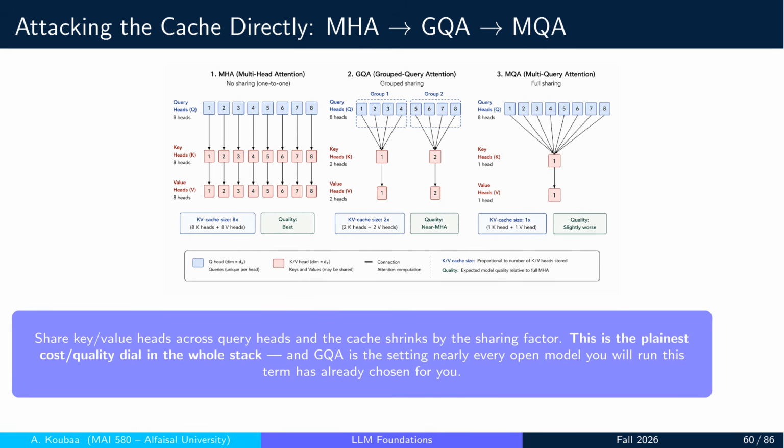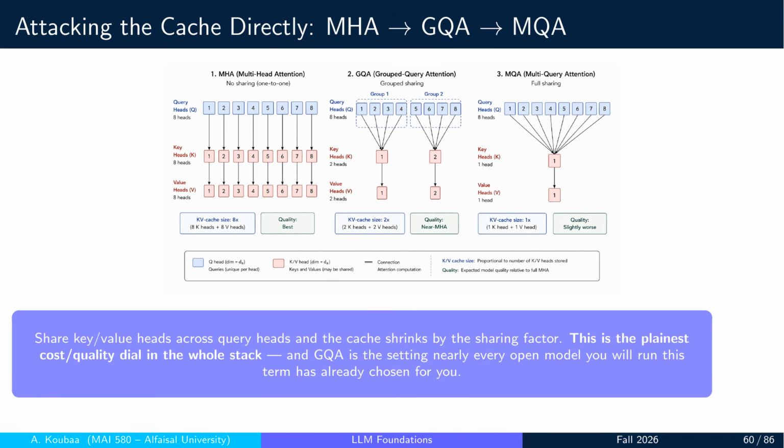Now, we attack the KV cache directly, and this is the plainest dial in the whole stack. I do not want you to leave without it because it is the one architectural decision you will actually encounter by name. Recall the cache size formula from section 1. It depends on the number of heads. So here's the idea. Share key and value heads across several query heads, and the cache shrinks by exactly the sharing factor. No cleverness required.